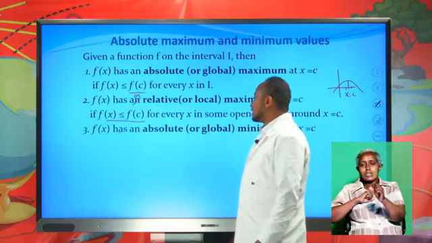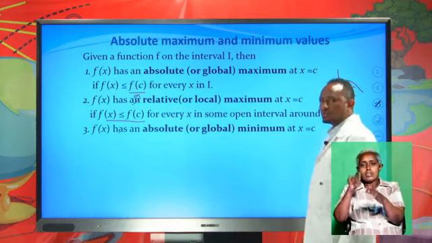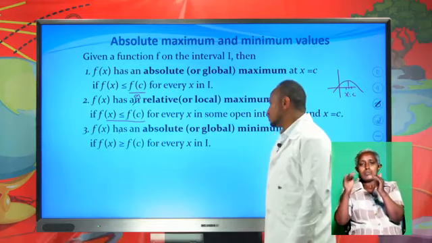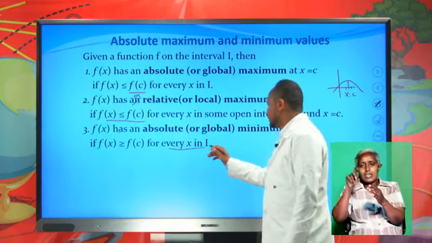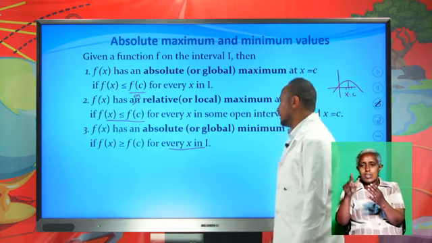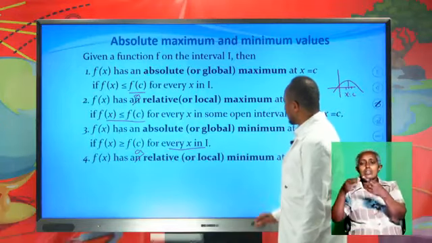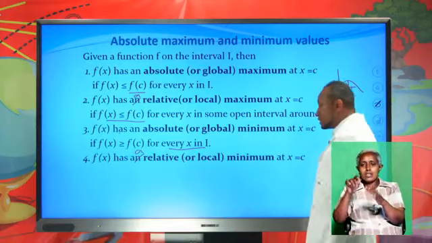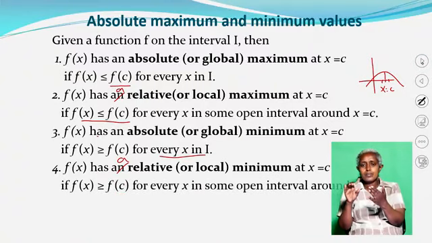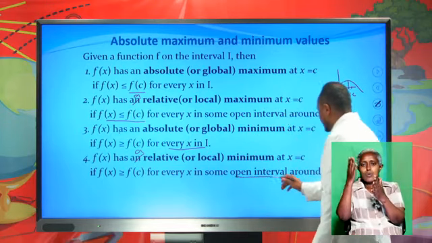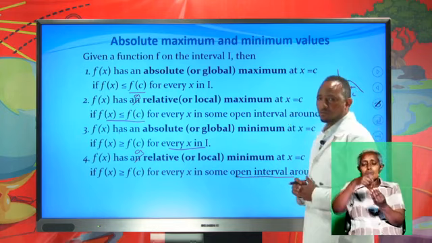Now, let's continue to the other part. f of x has an absolute minimum at x equals c if f of x is greater than or equal to f of c, or f of c is less than or equal to f of x for every x in the interval I. Another point, f of x has a relative or local minimum at x equals c if f of x is greater than or equal to f of c, or f of c is less than or equal to f of x for every x in some open interval around x equals c.